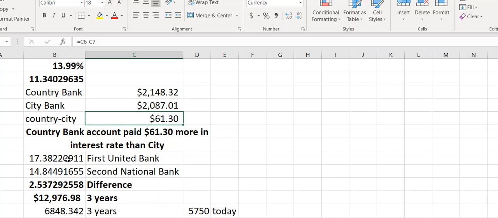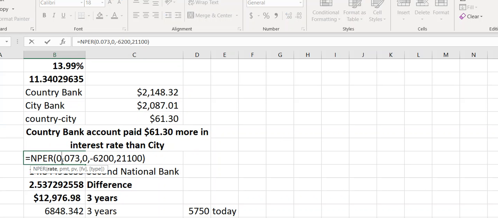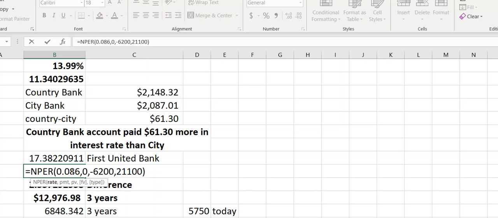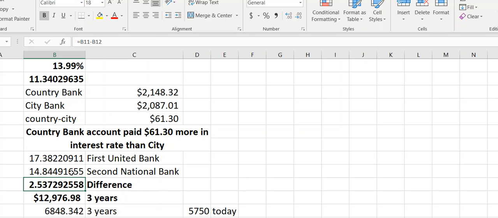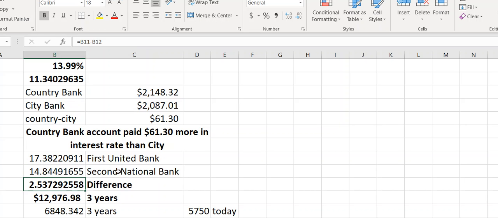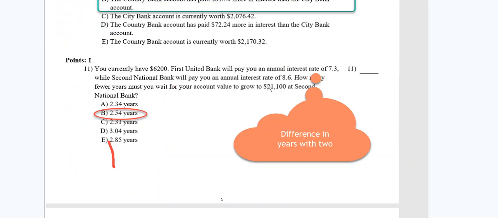So the First United Bank at a rate of 7.3, the rest values will remain same. And for Second National Bank, the only change is the interest rate. That makes a difference. So Second National Bank, since it offers you a higher interest rate, you will have to wait less number of years to get your 21,100. The difference is because of the interest rate.